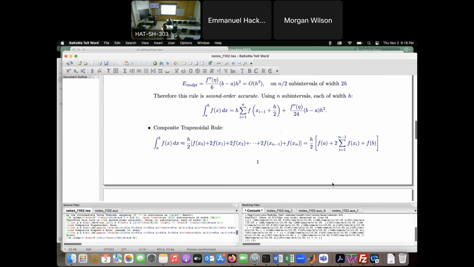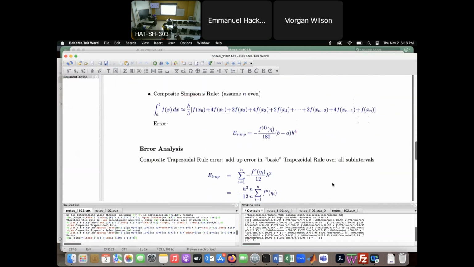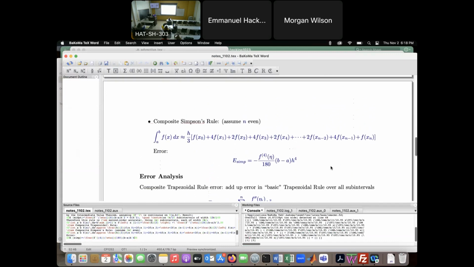Oh, I do not have the error for the trapezoidal rule here. Where did it go? Oh, I derive it later. Yes, I haven't listened to those in 2 years. Shut up. You're thinking it.